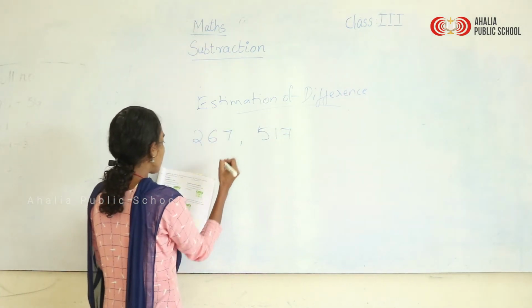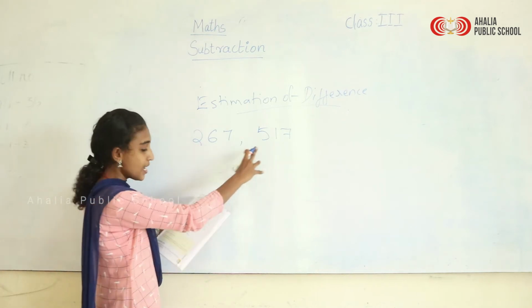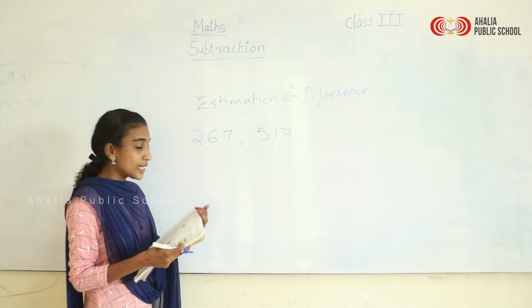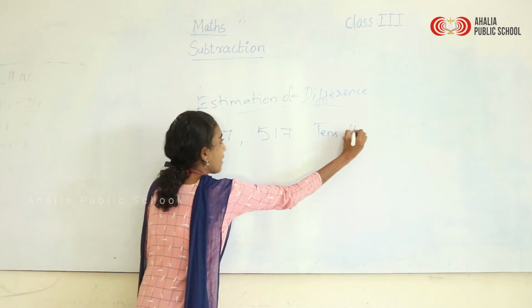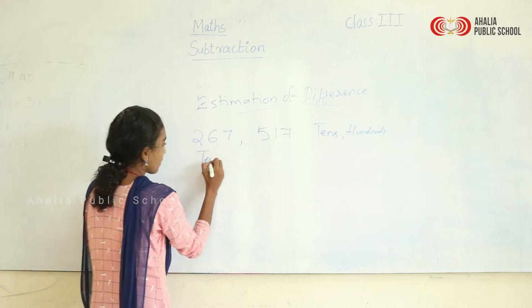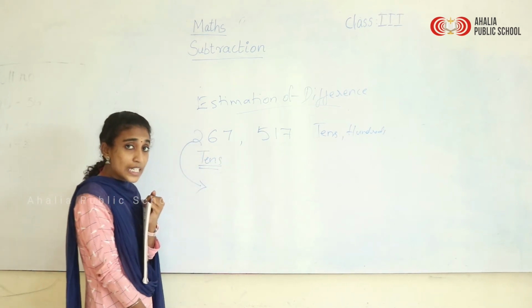570. So the question is to estimate the difference between 267 and 570 by rounding them off to the nearest tens and hundreds. So first we will do tens. First, round this number to the nearest ten.